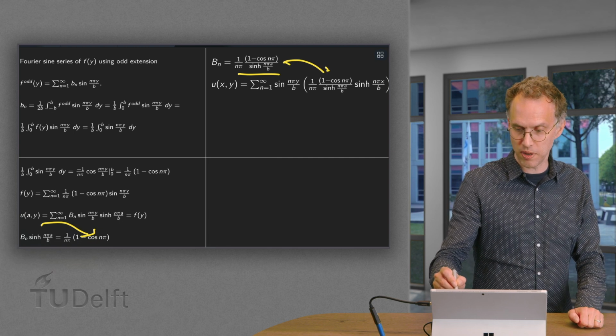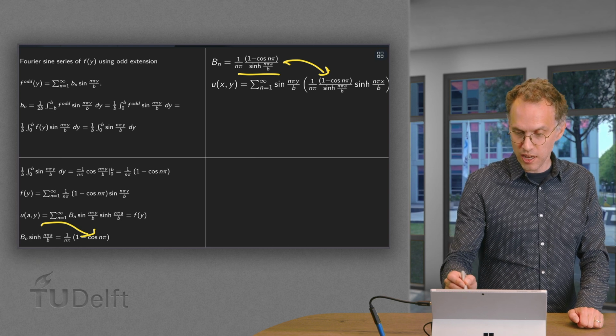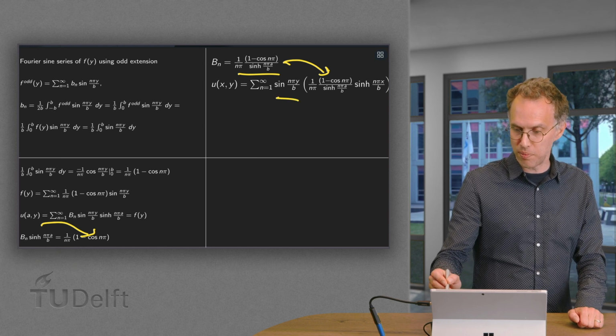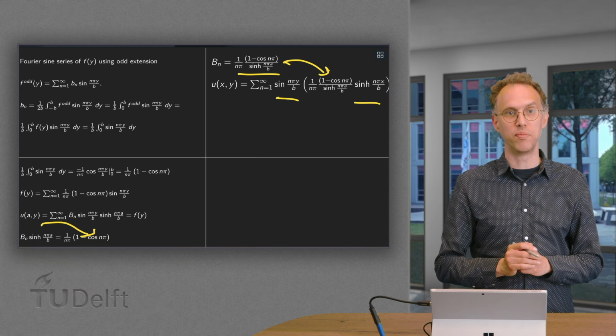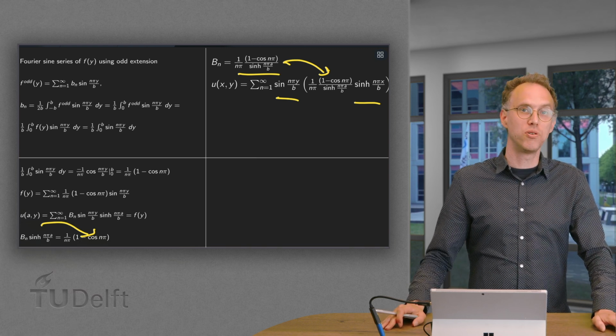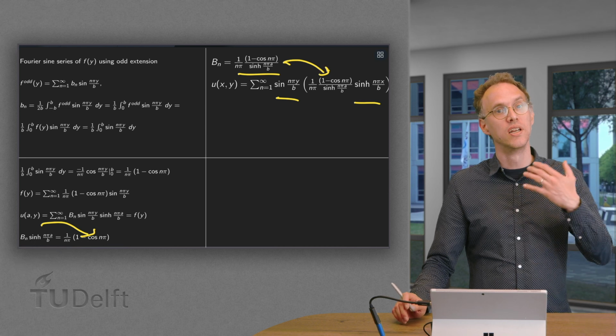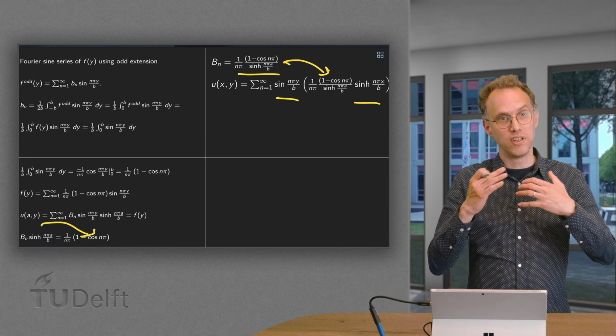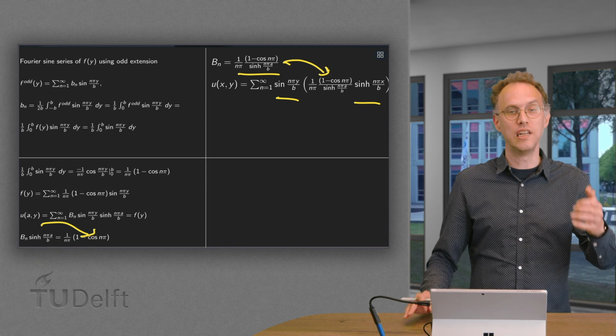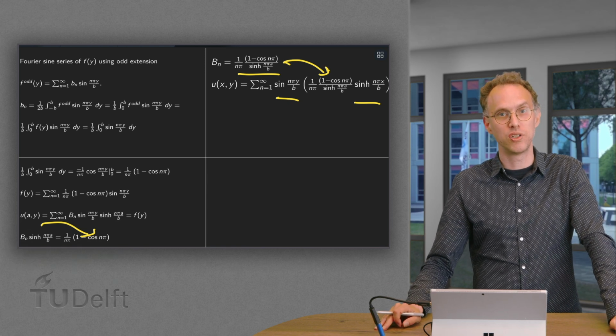So here there's the b_n. Here we have the sine n pi y over b, and here the sine hyperbolic n pi x over b. And there you have the solution of your Laplace equation. And notice that this really looks a bit different than the solutions of, like, the heat equation and the wave equation, which you have seen before.